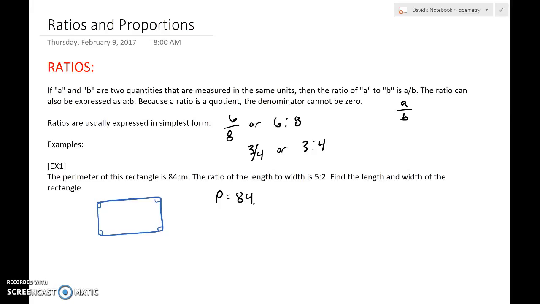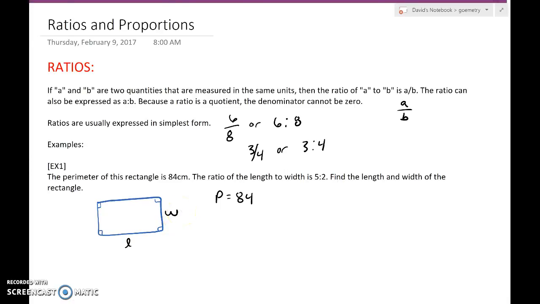So I'm just going to go ahead and label. It says length to width is 5 to 2. So the length is the long side. I'm going to label this side down here length and label this width. And we're going to figure out what is the actual length and width of this rectangle given that the perimeter is 84. Well, if my ratio is 5 to 2, that means for every 5 units of length, I have 2 units of width.